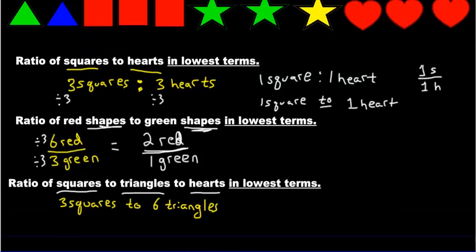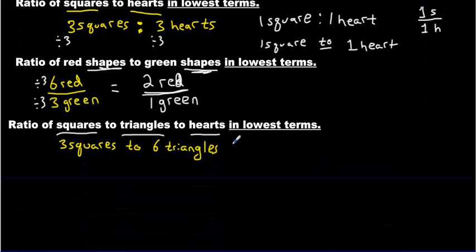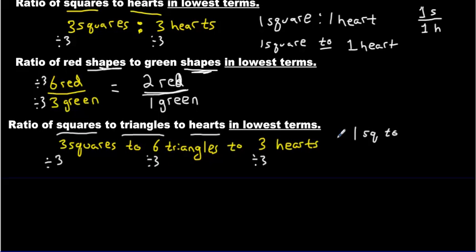And I think we had 3 hearts. Yes, we do. 3 hearts. To 3 hearts. Now it says in lowest terms, so we have to reduce it. So we can look at 3, 6, and 3, and we know that 3 goes into all of them. So we can divide this by 3, divide that by 3, divide this one by 3, and then we get, what's 3 divided by 3? We get 1. So we get 1 square, I'll write SQ for short, to 2 triangles, I'll write 2T, to 1 heart, I'll write 1H.